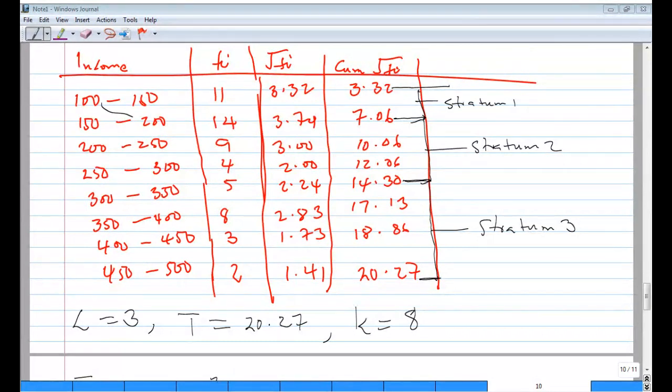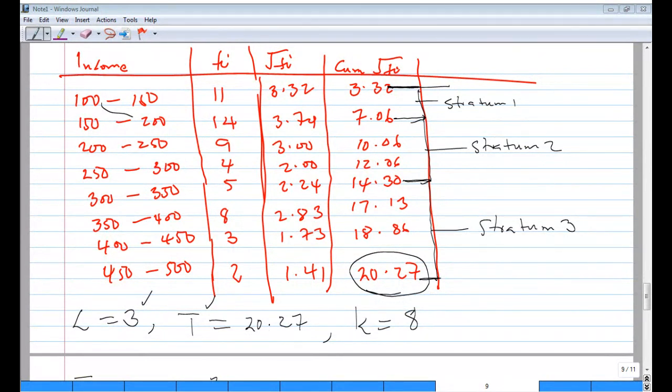To draw a bound, initially you just draw a bound for the first interval. You don't have to calculate anything. You just come here and draw a bound for the first interval. That's number one. Number two, you have to find the number of strata, which is L equal to 3. Then you have to find the total. The total is down here. You just take this value and put it here as the total.